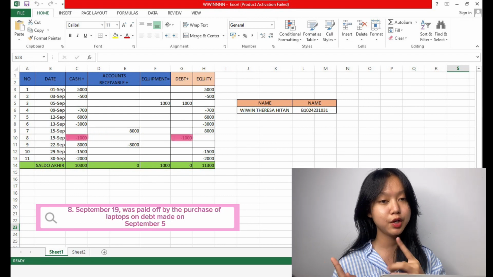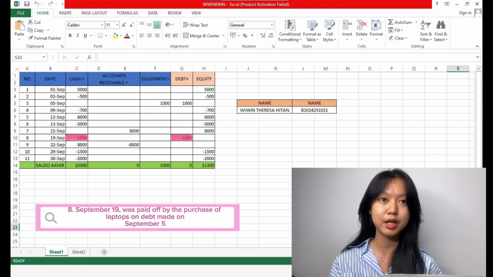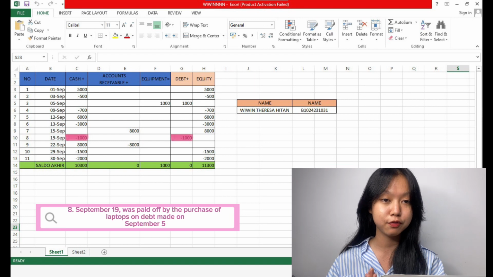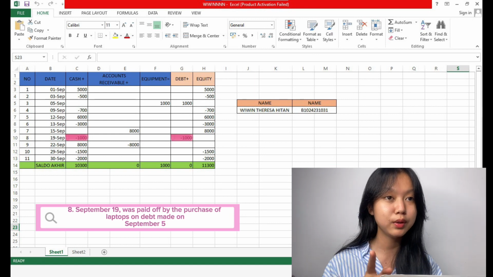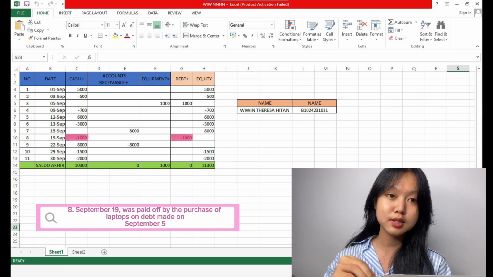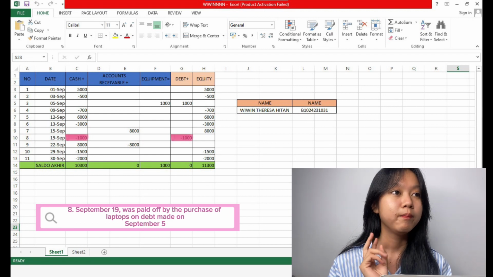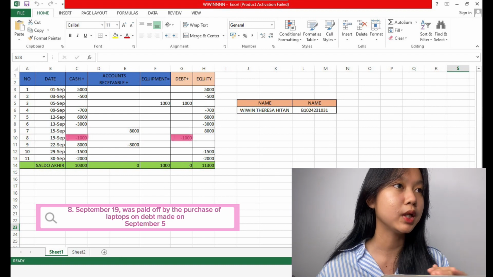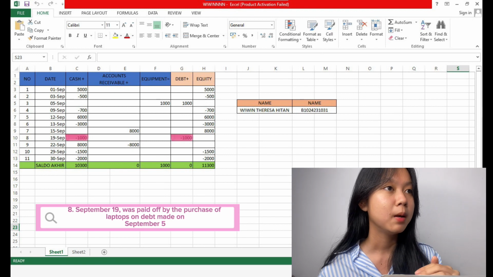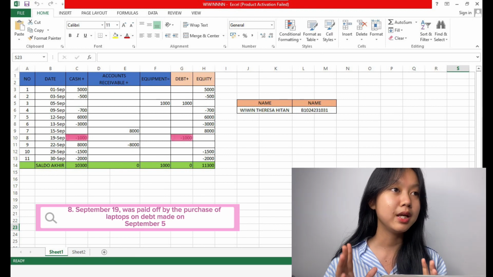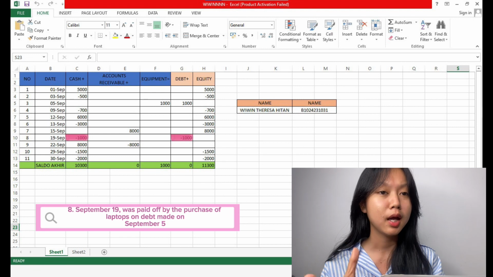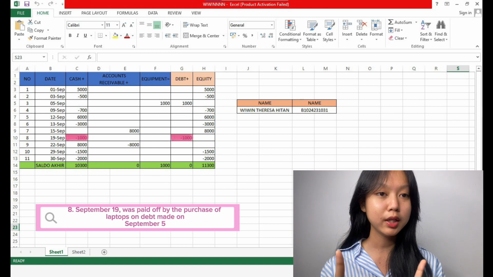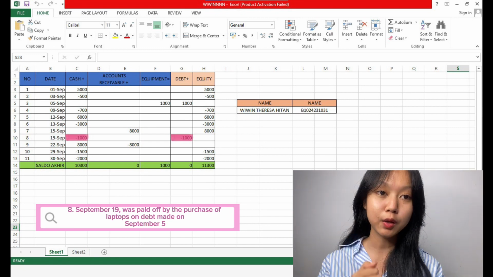So moving on to another accounting transaction, which is on September 19, the laptop purchased on debt on September 5 was paid off. So in this case, we know that the transaction on 19th September is related to the transaction on the 5th September. So in here, we put the nominal into cash and into debt. But why is cash minus? Because we paid for the laptop. It automatically will reduce the cash. And also, we put a minus 1,000 on the debt because it is already paid off.